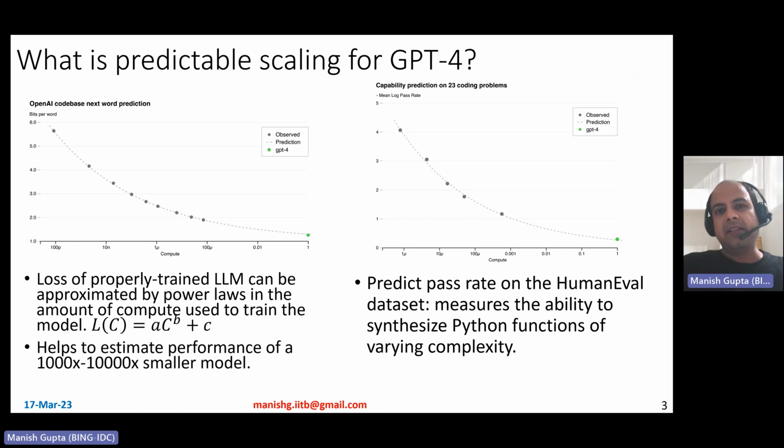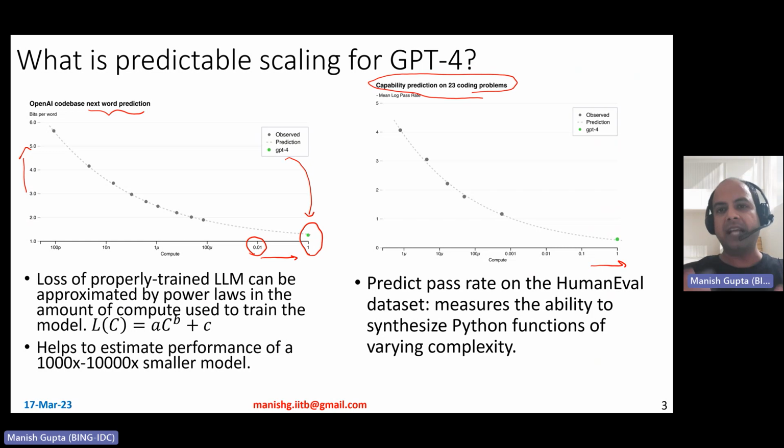So what is this predictable scaling for GPT-4? Well, they do two types of predictions as you scale the GPT-4 model. On the x-axis, in both of these graphs, we see compute being plotted. Compute being equal to 1 is basically GPT-4. So they have essentially said, if you have 100x lesser compute, what kind of loss can you expect? The y-axis here is basically loss for the next word prediction scenario.